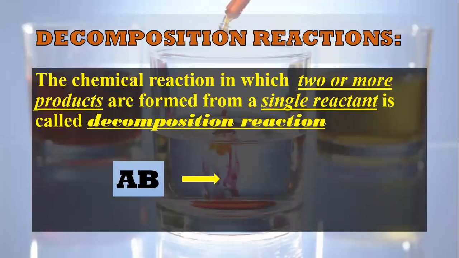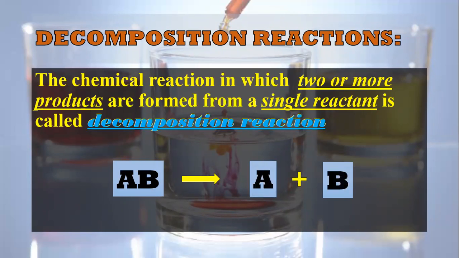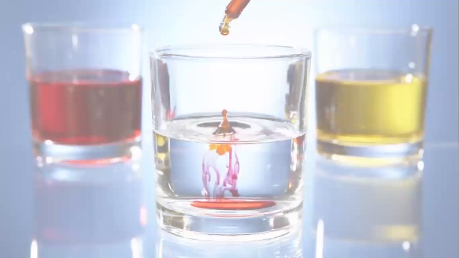In combination, we have two or more reactants and a single product. Here it is opposite. Here we have a single reactant which breaks down, or we can say it decomposes, to give us two or more products. Such reactions are decomposition reactions. For example, AB, a single reactant, decomposes to give us A and B, two different products, hence it is a decomposition reaction. Let's see its example.